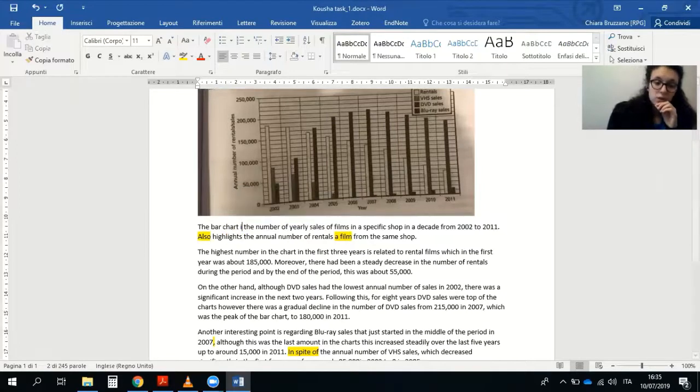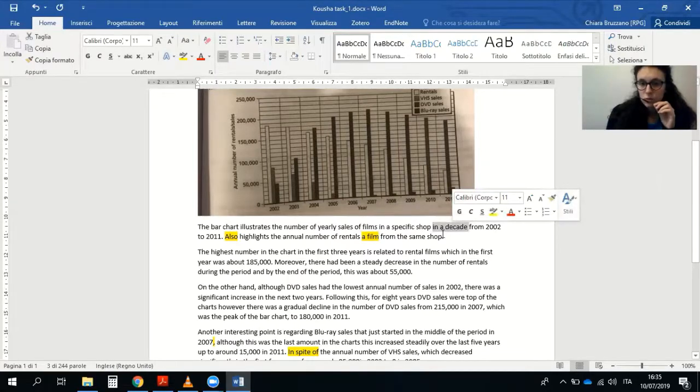This should be illustrate with a double L, number of yearly sales. Here you've substituted annual with yearly, which is good. Sales of films in a specific shop in a decade. This "in a decade" could have been redundant, so you don't really need it if you have from 2002 to 2011. This sentence here, it needs a subject, Kusha.